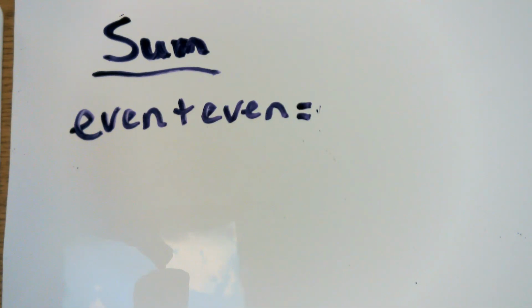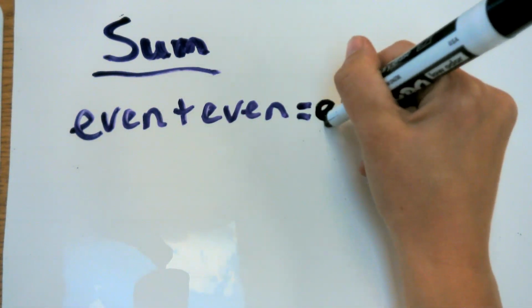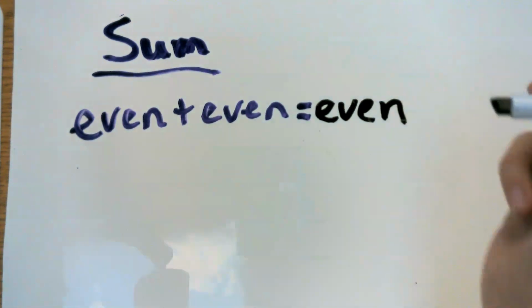Now that you've had an opportunity to grapple with your partner, let's take a look at some of the outcomes that you came up with and talk about why those might be. So in the first situation, when we were asking about an even plus an even, you likely came out with the answer, or the result, would also be even.